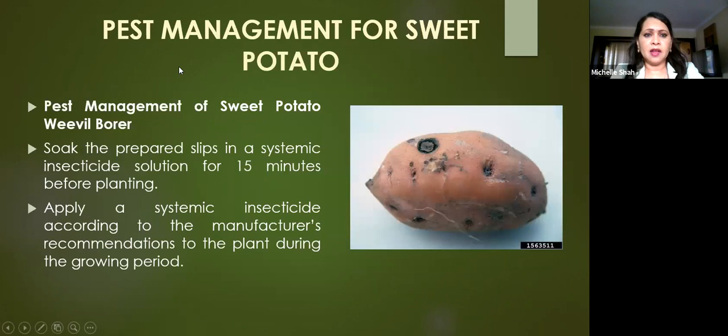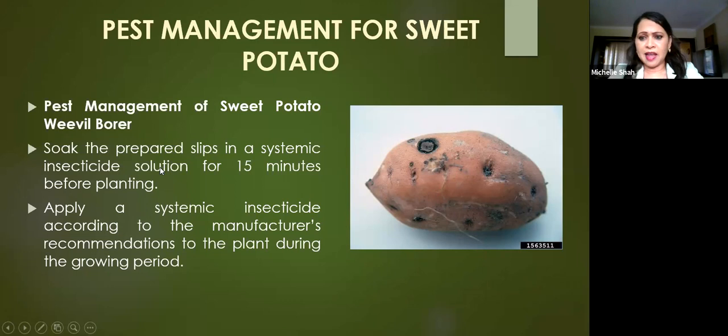Pest management for sweet potato. First, you soak the prepared slips in systemic insecticide solution for 15 minutes before planting. Apply systemic insecticide according to the manufacturer's recommendations to the plant during growth. So this is some damage caused by pests, as mentioned in the previous slide.